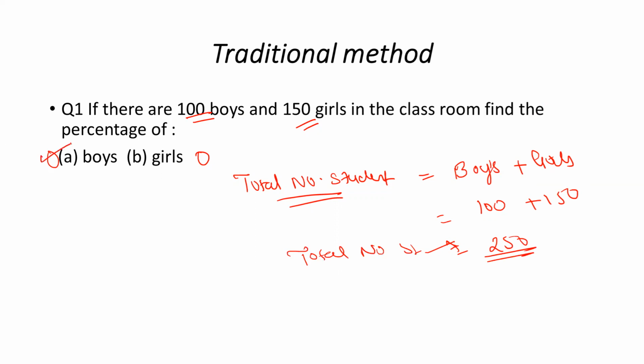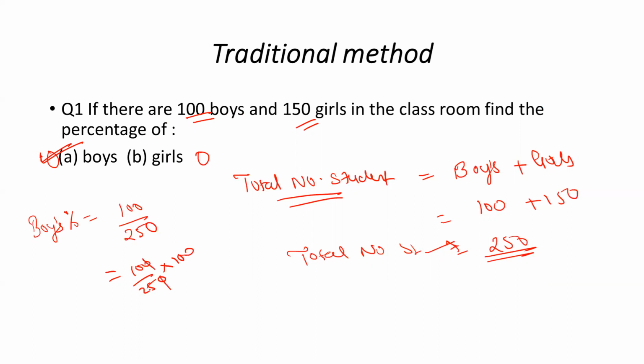What I have to find is the percentage of boys. My total number of students is 250, so the percentage of boys will be 100 divided by 250. So what have I got? 100 by 250 into 100.